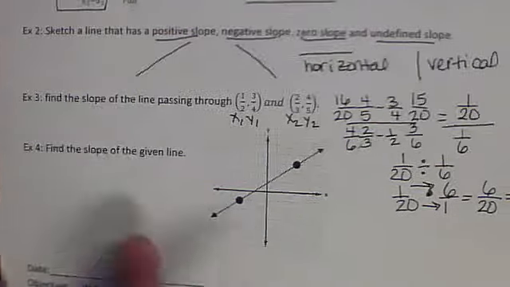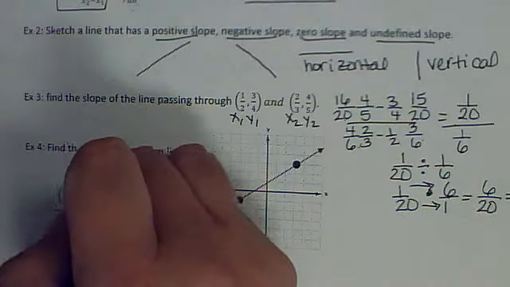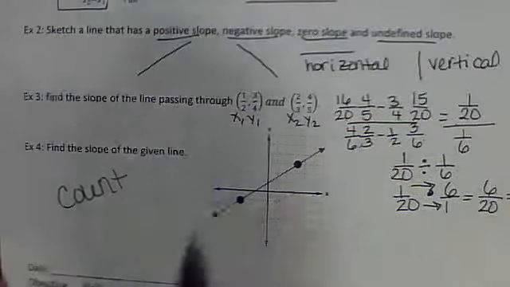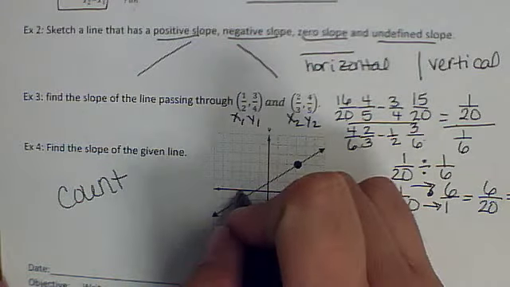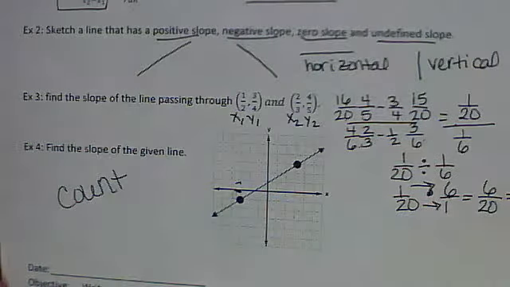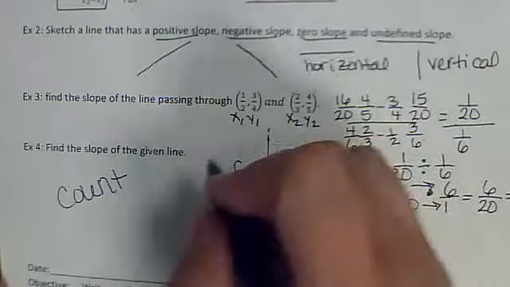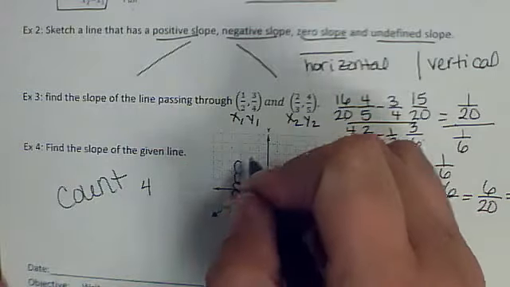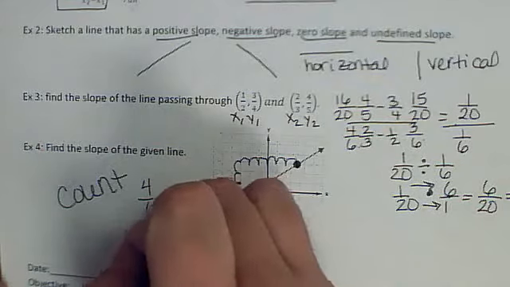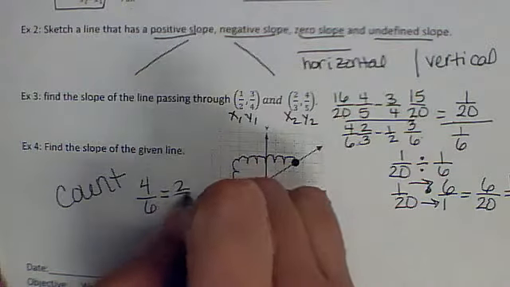So in example 4, we need to find the slope of the given line. To find the slope of a line, you count. You pick a point to start at, and you count from there to the other point. So I'm going to start at this point on the left. I'm going to go up 1, 2, 3, 4. So going up is positive. Then I'm going to go to the right 1, 2, 3, 4, 5, 6. So up 4 and right 6 is 4 over 6, and I reduce that to 2/3.